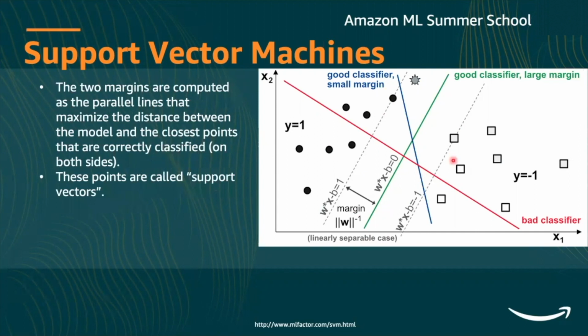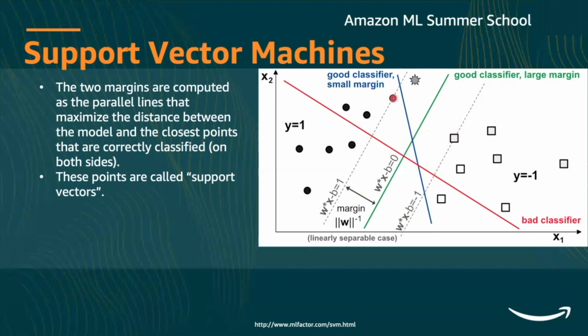Now, the interesting feature which I've not mentioned is the gray dotted line. These lines represent no man's land in which no observation should fall. So each strip of these gray lines can be viewed as a margin of error, because no sample should fall here. These two margins are computed as the parallel lines that maximize the distance between the samples of the two classes.